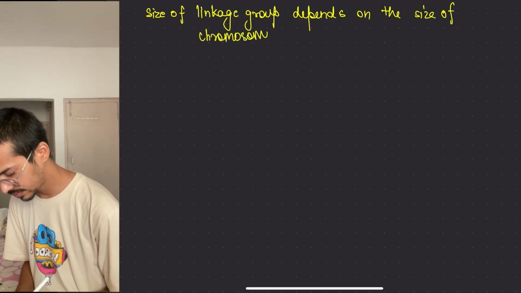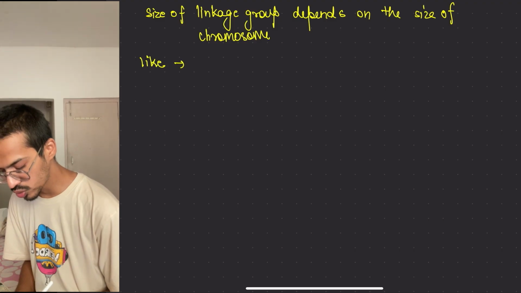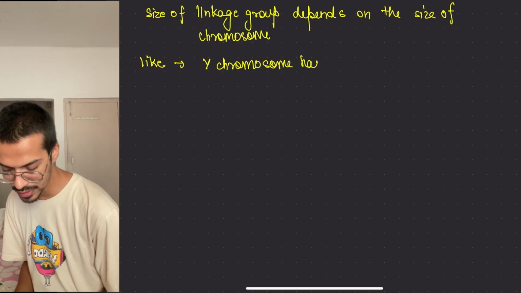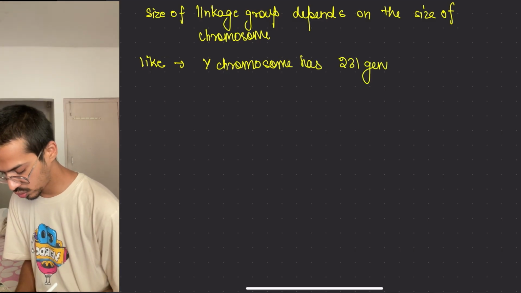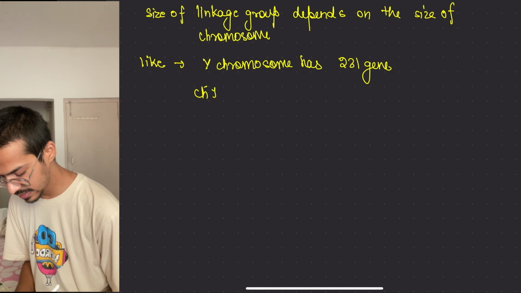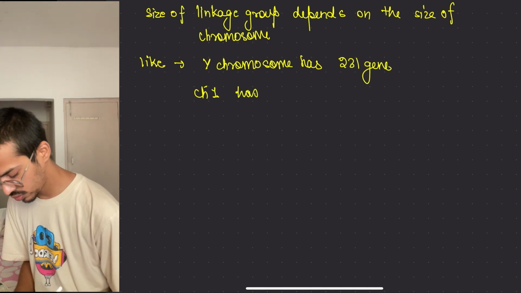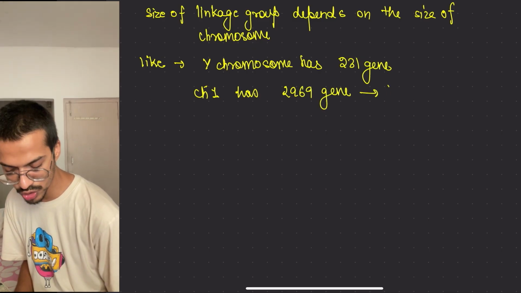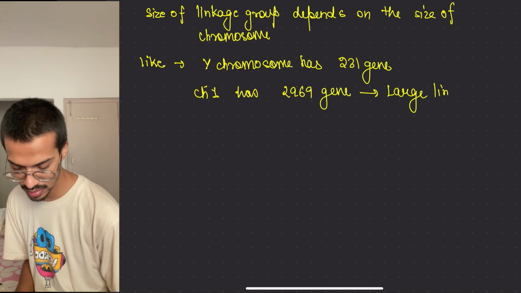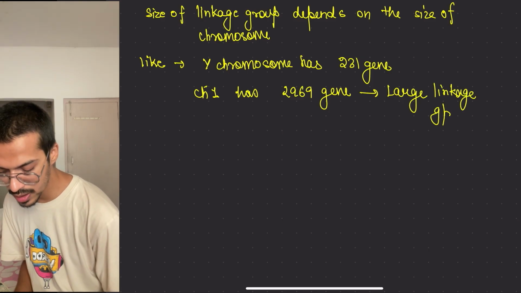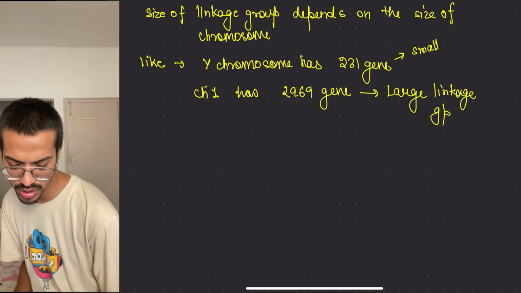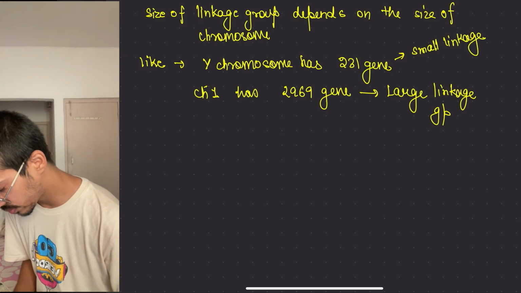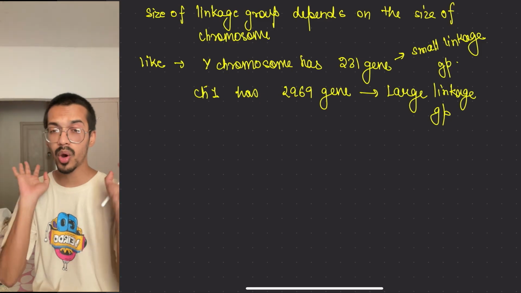Like Y chromosome has 231 genes. Chromosome 1 has 2969 genes. So this is what? It is a large linkage group. Multiple genes are there. And this is what? Small linkage group, because fewer genes are present on the chromosome. So small linkage group.